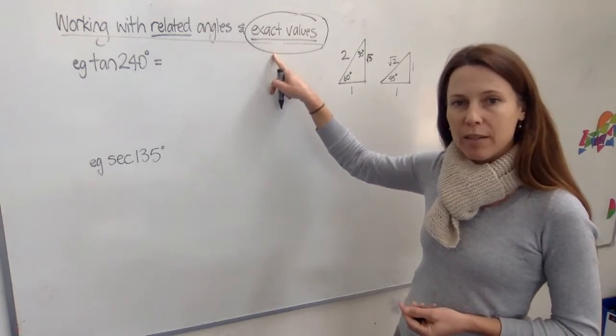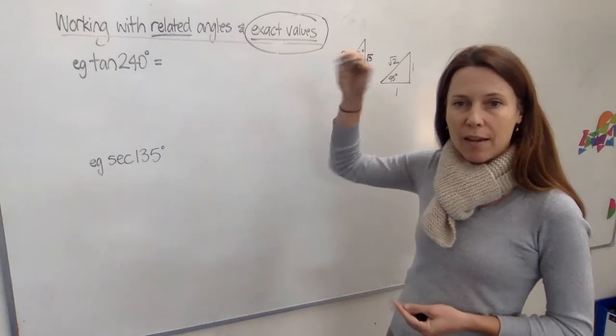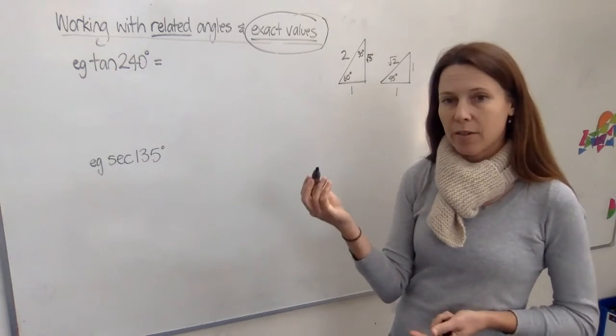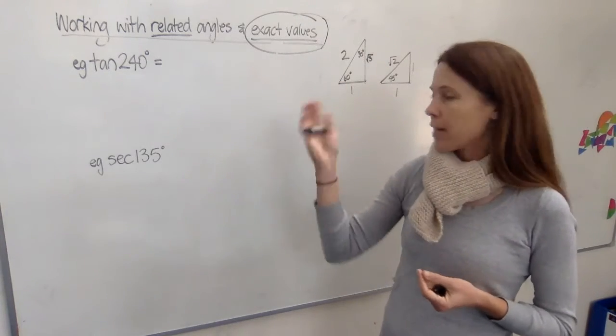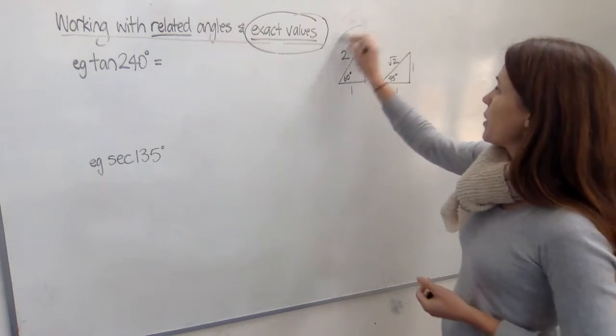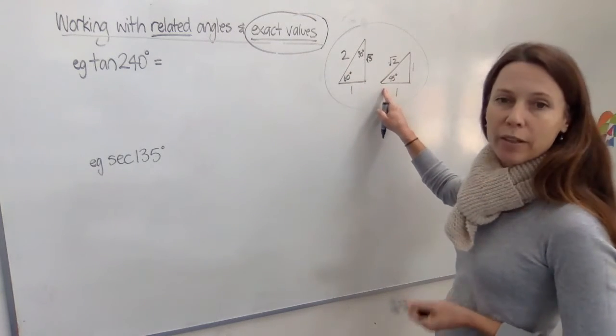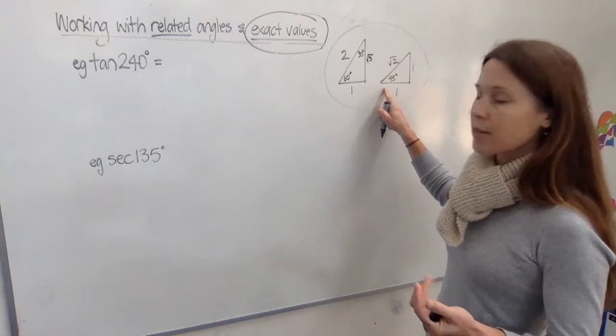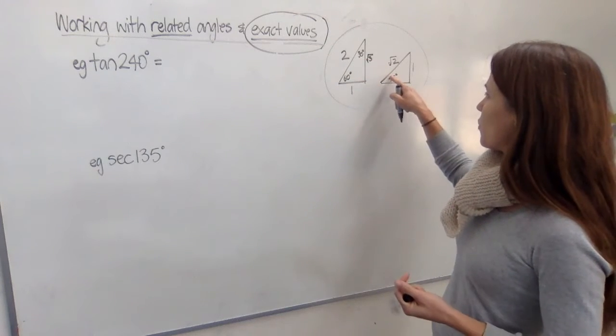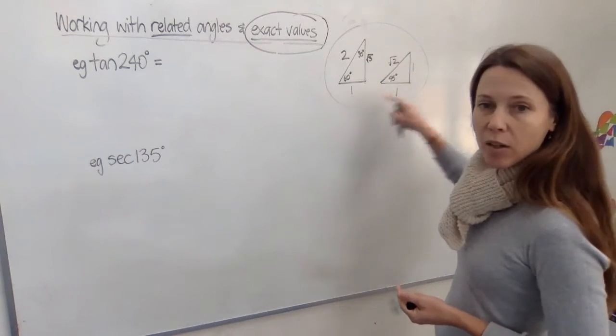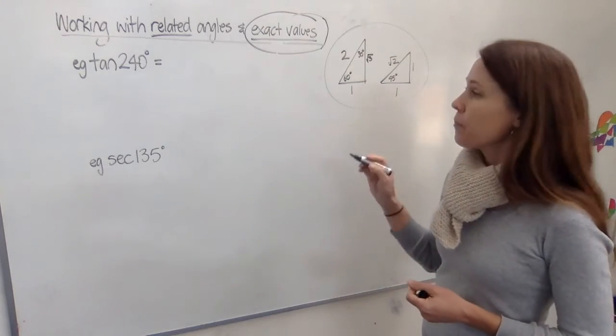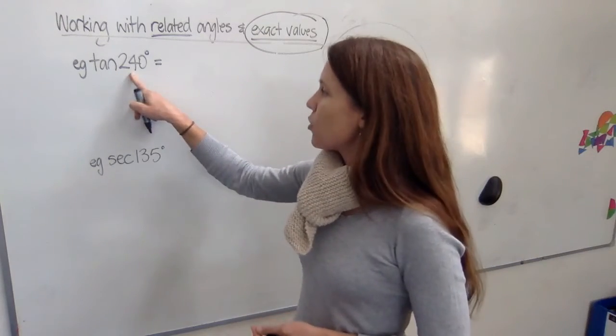Now you might have memorised the sine, cos and tan of 30, 45 degrees and 60 degrees. Fantastic. If you have, you've got those answers at your fingertips. If you haven't, your formula sheet has these two triangles written on it. So you can always refer to this if you want to work out 30, 60 or 45, sine, cos or tan. It's got those ratios on it. Okay. So what do we do with tan 240?